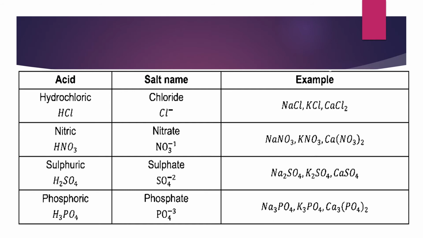In the same way, in sulfuric acid, when hydrogen is replaced by some metallic atom, the respective sulfate salts are formed, like sodium sulfate, potassium sulfate, calcium sulfate. And the last example is phosphoric acid. In phosphoric acid, hydrogen is replaced by the metallic atom and the respective phosphates will be formed.